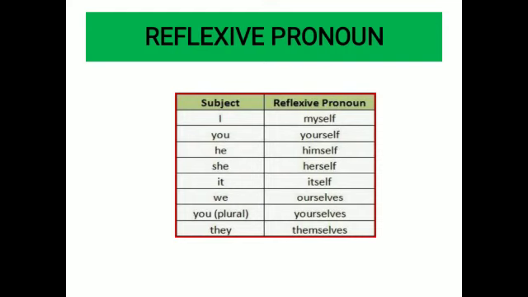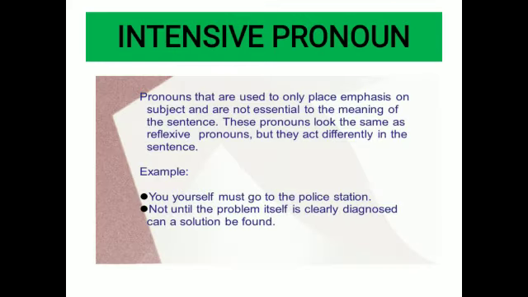Here we have a list of some of the reflexive pronouns. You may pause the video and have a look at which reflexive pronoun we use for which subject. For example, for I we use myself, for you, yourself, and so on. You may have a look. Okay. Now next we have our intensive pronouns. Pronouns that are used only to place emphasis on the subject and are not essential to the meaning of the sentence. Means they do not change the meaning of a sentence. These pronouns look the same as reflexive pronouns, but they act differently in the sentence.